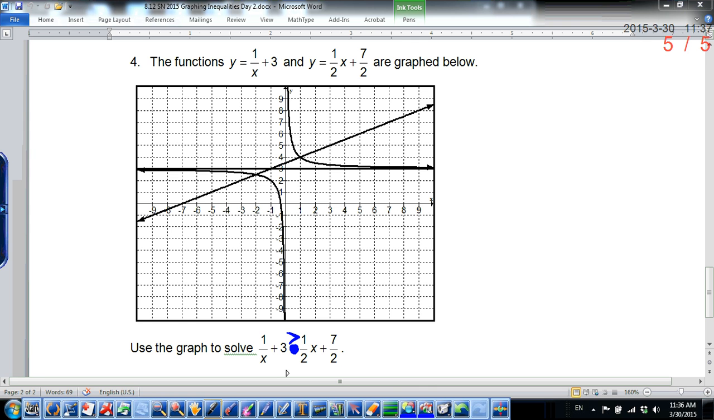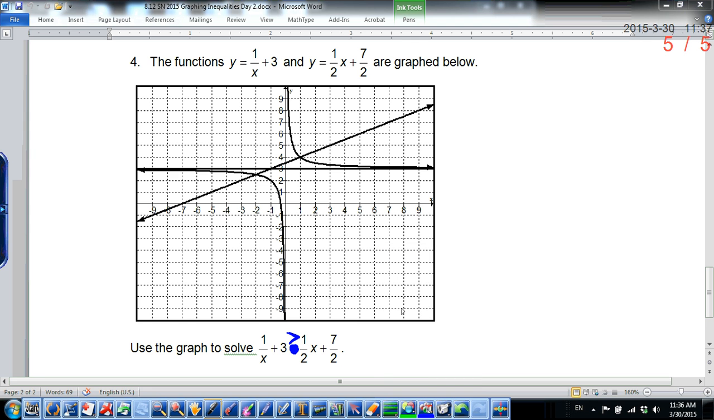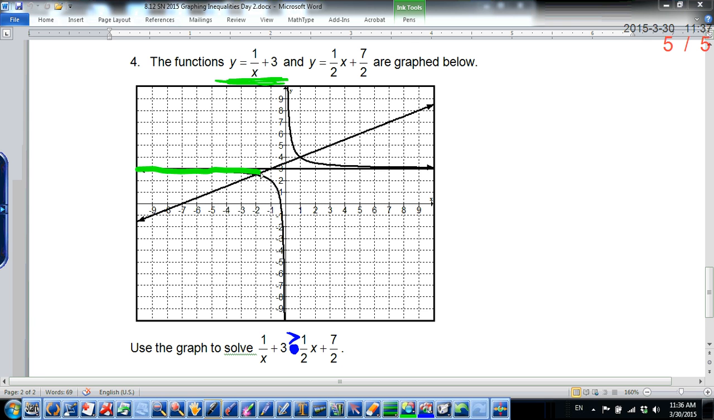Okay, which expression represents our rational function? Yes, this one right here, 1 over x plus 3, represents our rational function. Why? Good, x is in the denominator. So our rational function is our curved shape graphs. So it's going to be here to there. Okay, our linear function is 1/2 x plus 7/2. Is that a horizontal line? No. 1/2 x plus 7/2 is not a horizontal line.